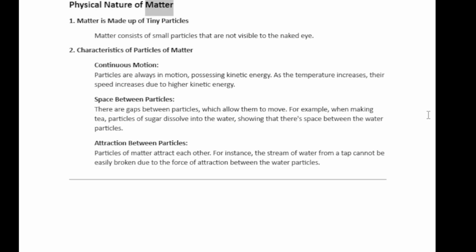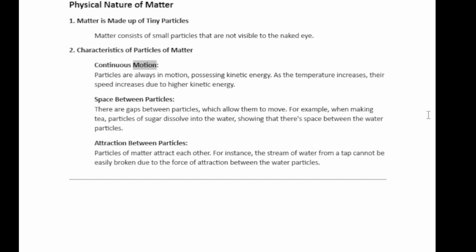Physical nature of matter. 1. Matter is made up of tiny particles. Matter consists of small particles that are not visible to the naked eye. 2. Characteristics of particles of matter.